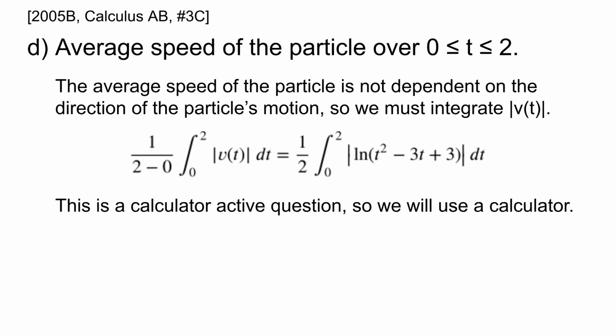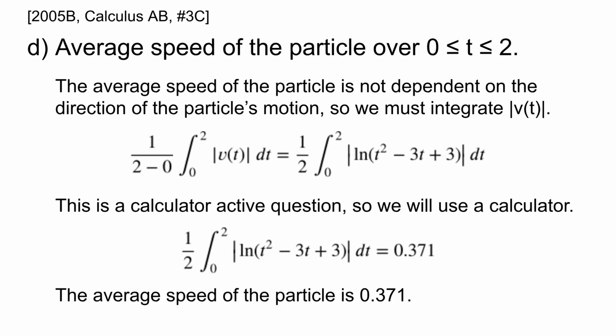And again, this is a calculator active question, so we will use our calculator. 1/2 the integral from 0 to 2 of the absolute value of the natural log of t squared minus 3t plus 3 dt is 0.371. So the average speed of the particle is 0.371.